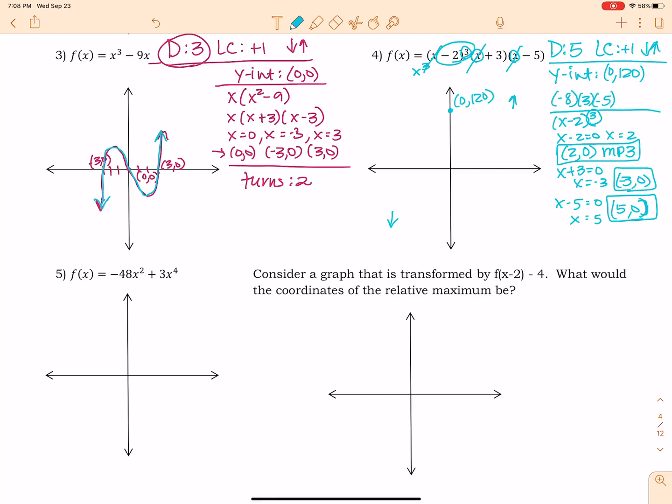Okay, so let's look at this. I've got 3 solutions at 2, 0, 1 solution at negative 3, 0, 1 solution at 5, 0. That's 5 solutions. Does that make sense with your degree? Yes, it does. And how many turns will we have? 4. Okay, this one's going to get ugly. Just throwing it out there. You're going to do your best, though. It's going to be fine.